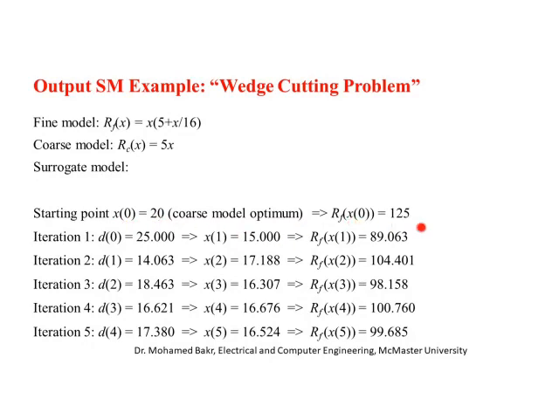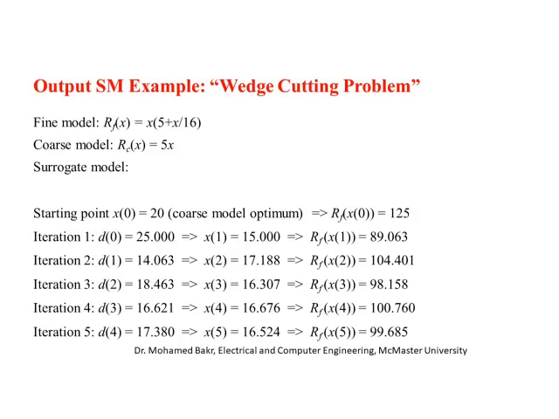We send this to the fine model, and we get 120. We ask ourselves the question: okay, the coarse model at this 20 is going to give me 100, but the fine model is giving me 125. So the coarse model at 20 will give me 100, but the fine model at the same 20, if you substitute here for 20, you get 125. So I ask myself the question, how should I correct the coarse model response in order to get that same response?